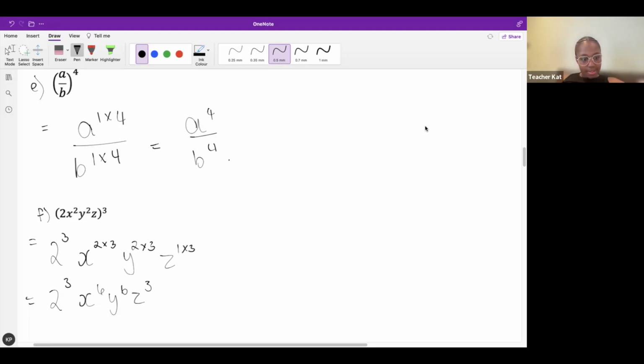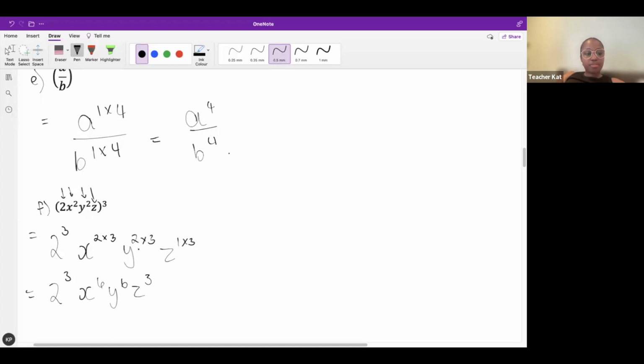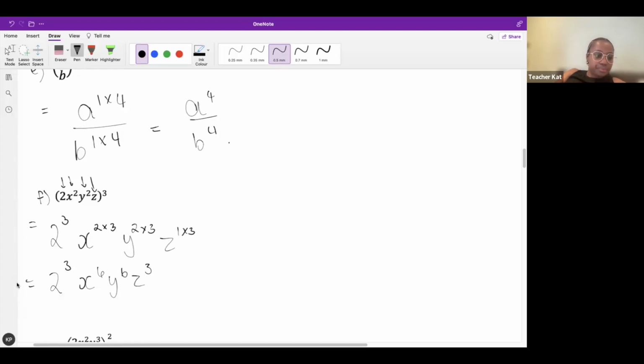Isn't the 2 with the x? So this whole expression, Kali, is 2 times x squared times y squared times z. So they're all together. They're all one expression, okay? Nice, guys. We have to simplify the 2. So how much is 2 cubed? How much is 2 cubed? 8 times x to the power of 6, y to the power of 6, and z, which is so funny looking for some reason, z to the power of 3.